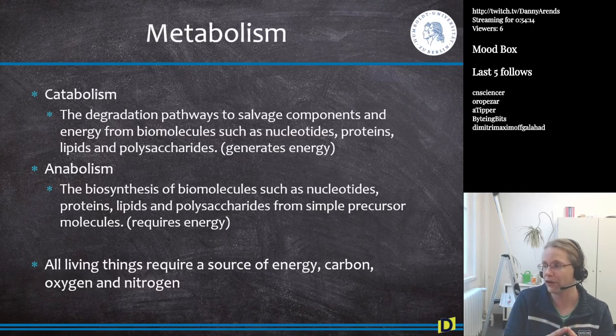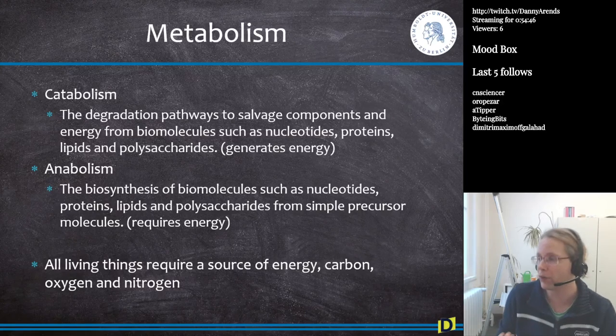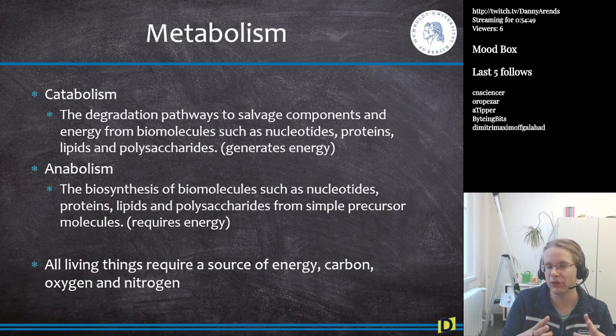When we talk about energy production within a cell, we are talking about the catabolic processes. When we talk about the construction of DNA, RNA, and proteins, then we are talking about anabolic processes, right? This means that all living things require a source of energy, carbon, oxygen, and nitrogen, because carbon, oxygen, and nitrogen are needed to build things like DNA and proteins. Of course, there are also a lot of trace elements that are required, such as phosphates and other molecules. But in basic terms, if you are a living organism, you require energy, carbon, oxygen, and nitrogen. There are other things you require, but these are more or less the four main components that every cell needs to deal with every day.